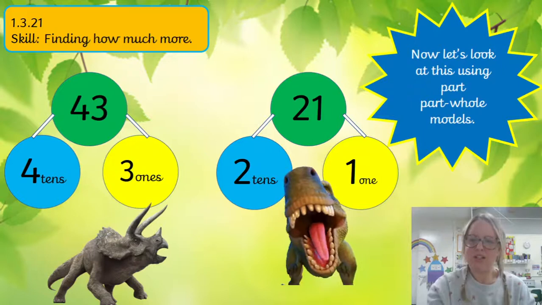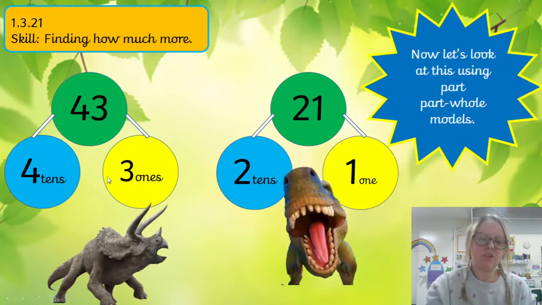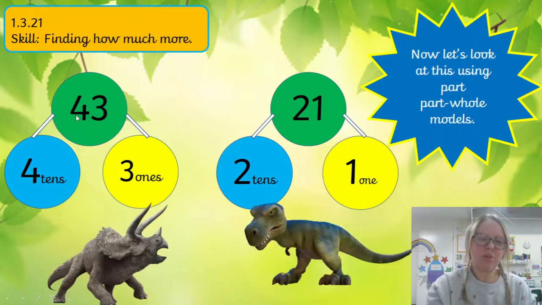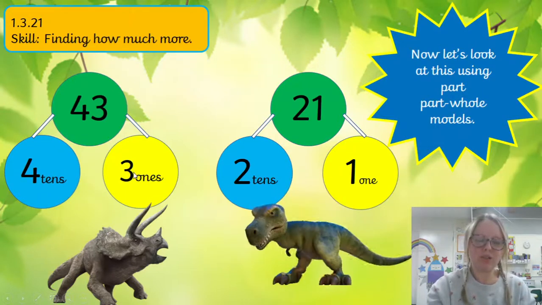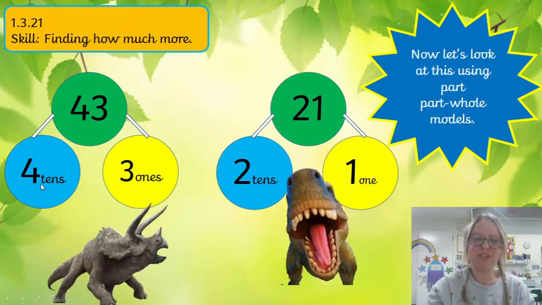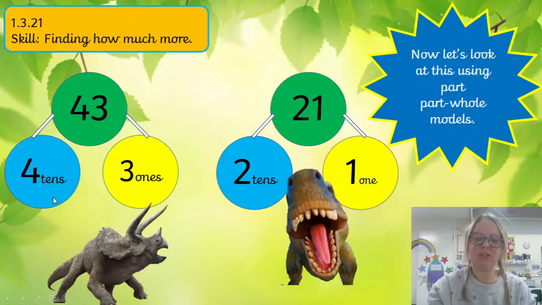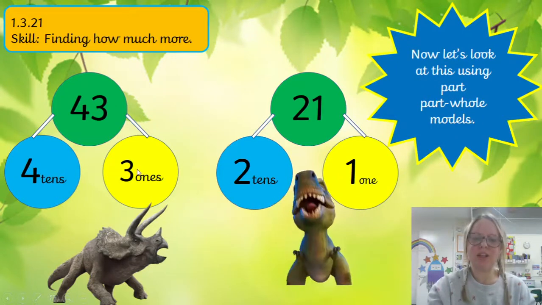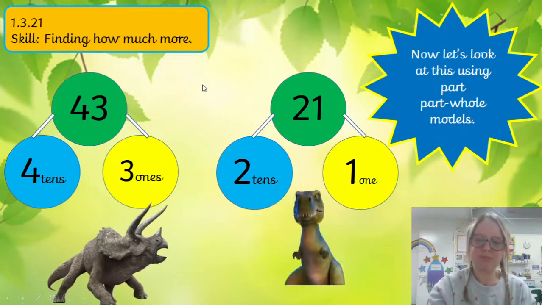Now let's look at this using a part-part whole model. So Triceratops had 43, which is 4 10s and 3 1s. And T-Rex had 21, which is 2 10s and 1 1. Can you see the difference? So we know that there is the difference between 2 in our 10s and 2 in our 1s. So 22.